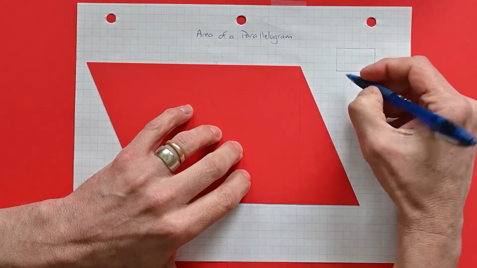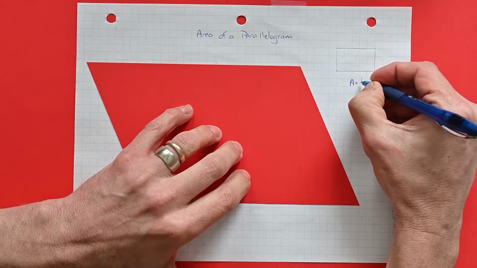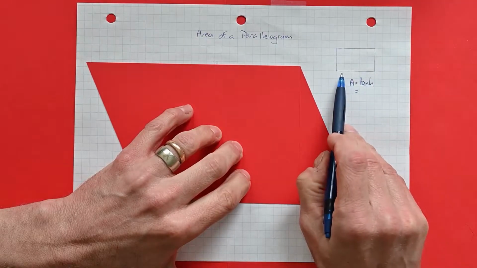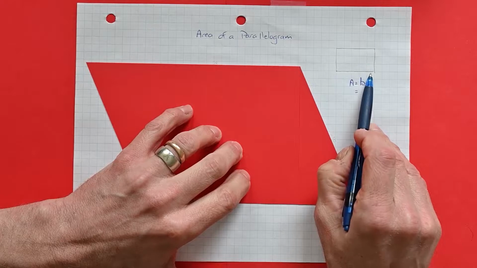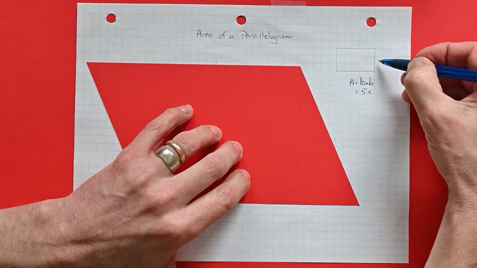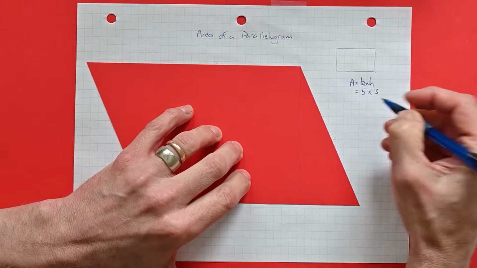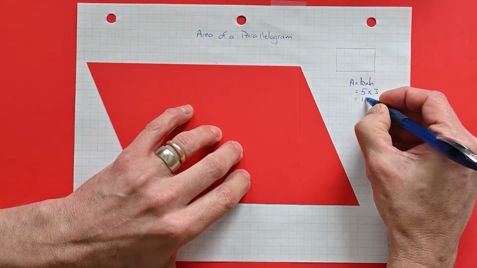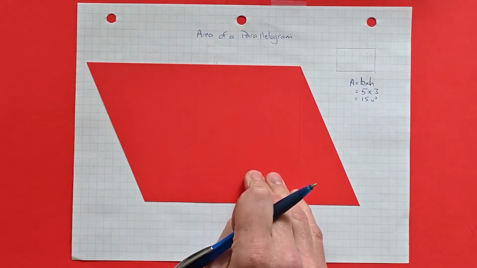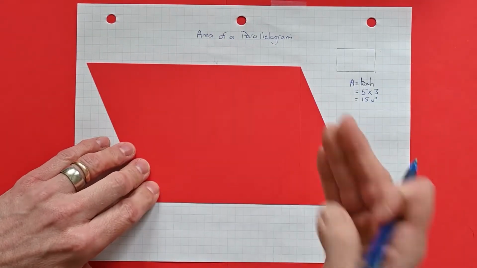I'm just going to switch to pen in case that's not showing up very well. So in this case, the base is 1, 2, 3, 4, 5 graph paper units multiplied by 1, 2, 3 graph paper units. And so that's 15 units squared. Now let's take a look at our parallelogram.